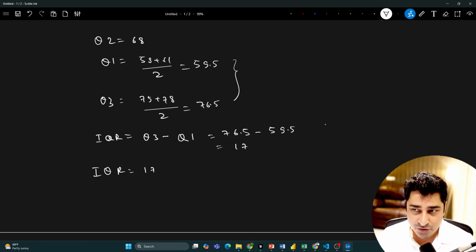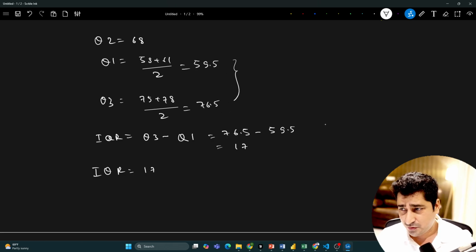Whenever you do the math, it is Q3 minus Q1. So 50% of the students have scored between 59.5 and 76.5. This is the score, by the way. And we also have to find out what number or below what number I can call an outlier. This is what it means.